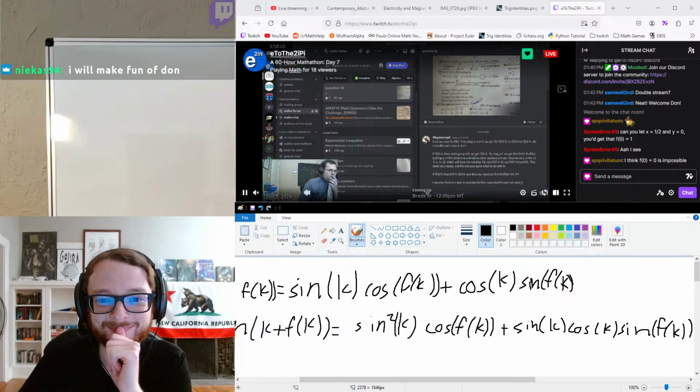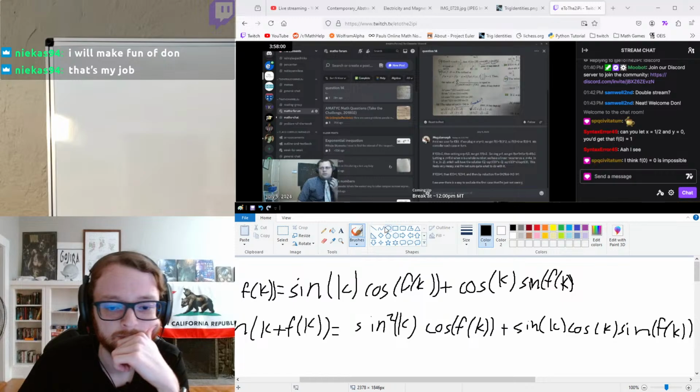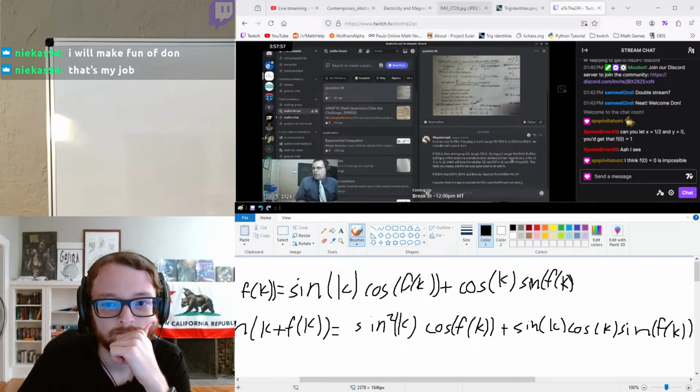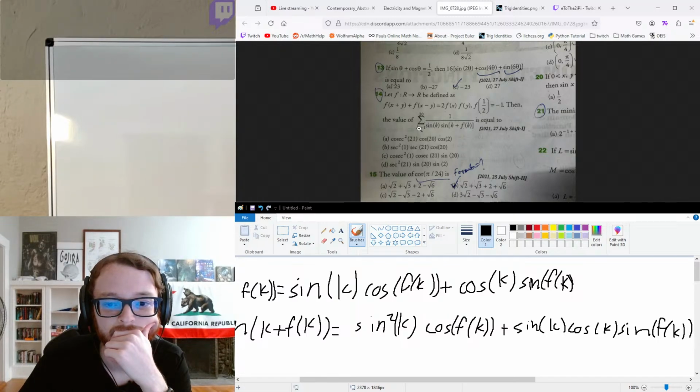I think f of 0 equals 0 is impossible, SPQ says. I would like to believe that, SPQ. I seriously want to believe that. I really do. Because if that were true, you get sine of k squared in the denominator, which would be cosecant squared k. And then you just sum cosecant squared k from 1 to 20. That doesn't feel right.